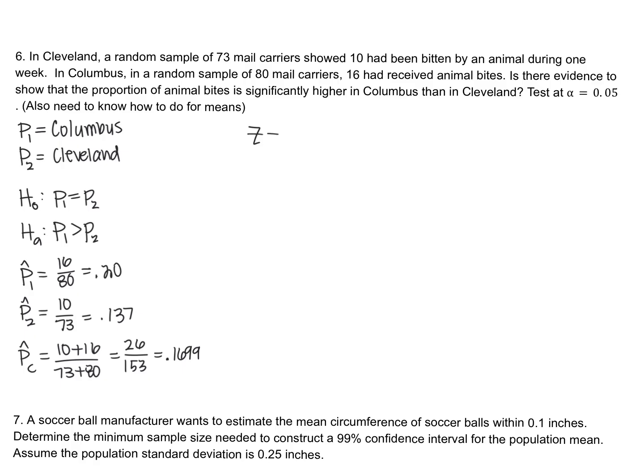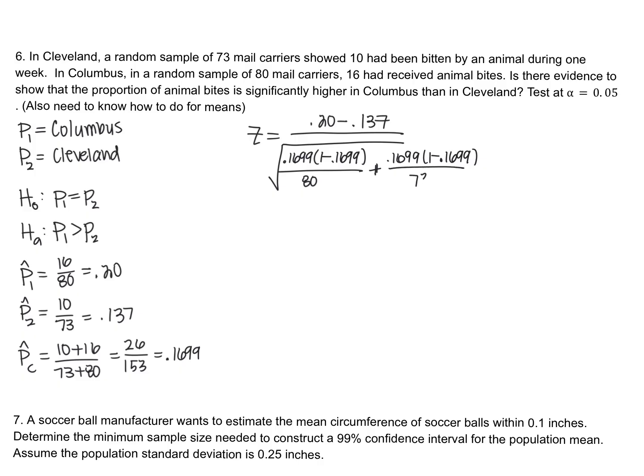So our test statistic: our numerator is p1 minus p2, so 0.20 minus 0.137. Our denominator uses our pooled proportion. So it's the square root of 0.1699 times 1 minus 0.1699 over n1, which is 80. And then same thing in our second fraction, 0.1699 times 1 minus 0.1699, but this time over n2, which is 73. And that is going to give us 1.036 for our test statistic.